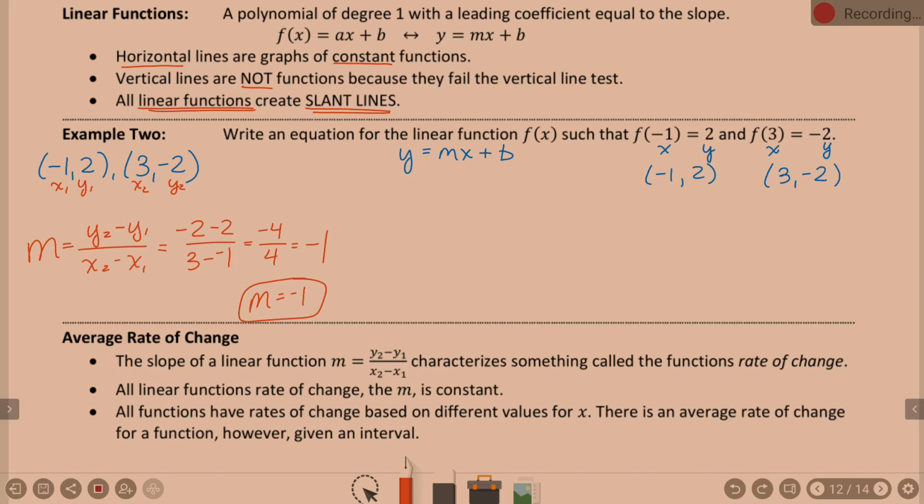Okay. So we're going to take these two and we're going to plug them into y equals mx plus b. So y is the 2, m is negative 1, times x is negative 1, plus b. Negative 1 times negative 1 is 1. So now I have 1 plus b is equal to 2. And if it's 1 plus b, we're going to subtract 1, and we're going to get that b is 1.